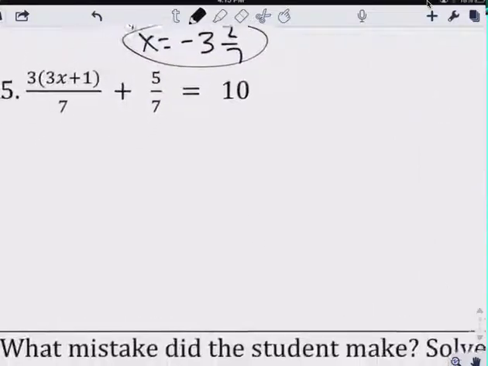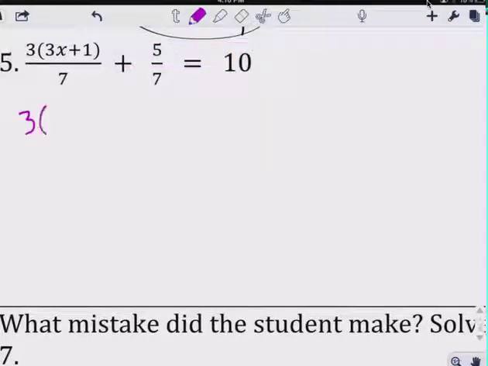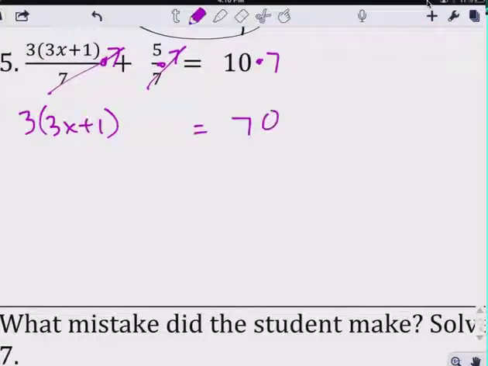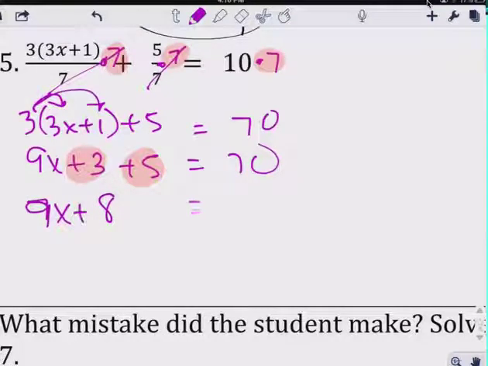Number 5. Okay. 3 parentheses 3x plus 1, times 7, cancel, times 7, cancel, times 7, that's 70. Okay, that's plus 5. Make sure you multiply all 3 of them by the least common denominator. Distribute, that's 9x. Distribute, plus 3, plus 5 equals 70. Combine these two together because they're alike. That makes 9x plus 8 equals 70.